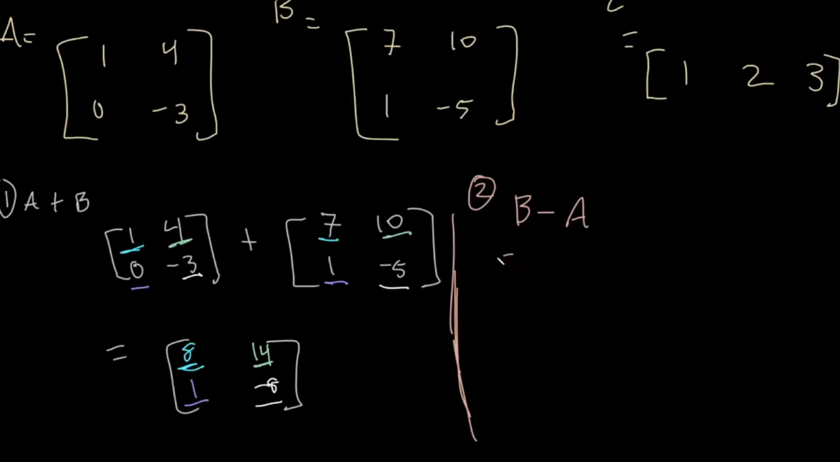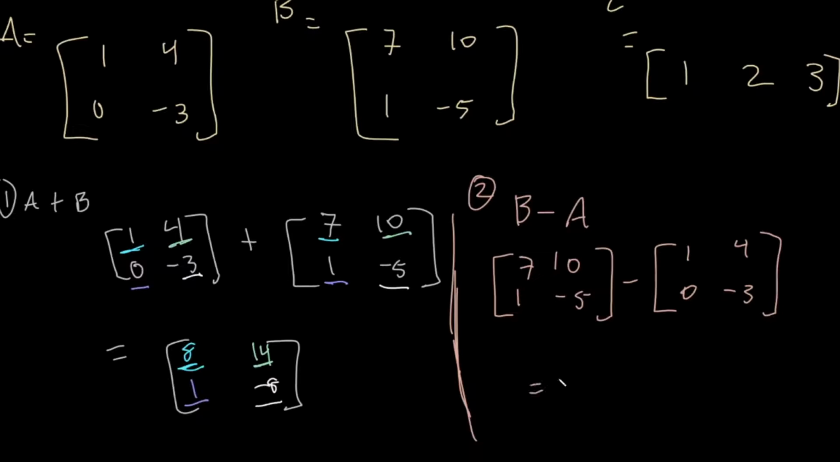So I have B, that would be 7, 10, 1, negative 5. By the way, when you list the elements of matrices, you always go across the row and then down. So it's like you have to go to the end of the floor to get to the staircase. So to talk about A, you say it's 1, 4, 0, negative 3. So B minus A would be minus 1, 4, 0, negative 3.